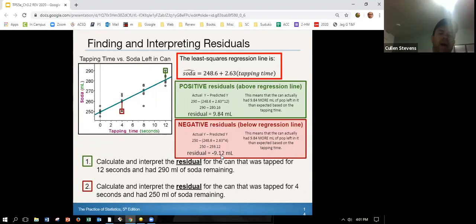So we can see we can have positive residuals that often fall above the regression line and negative residuals that fall below the regression line.